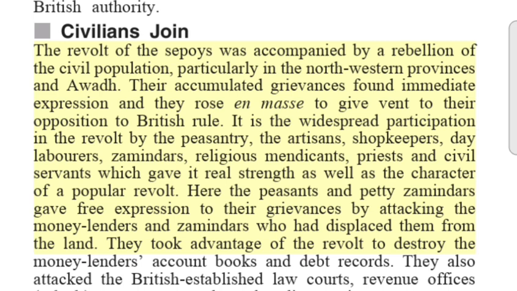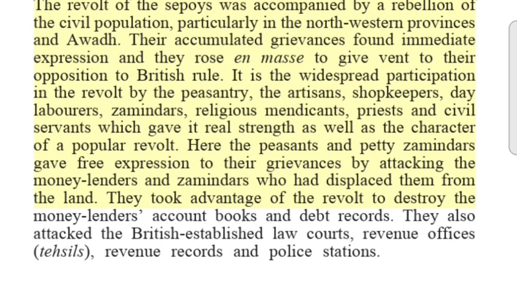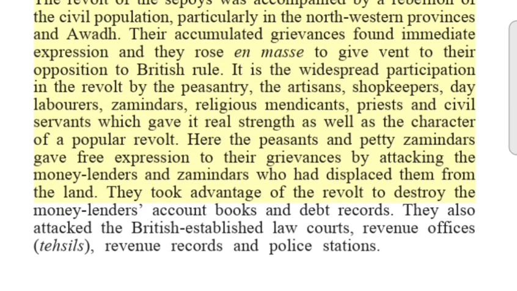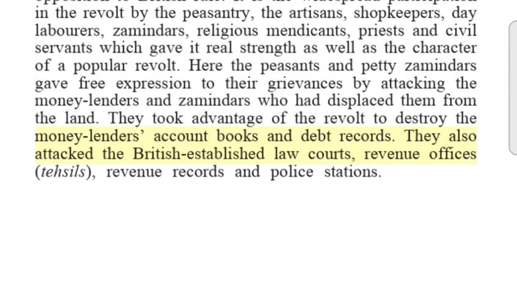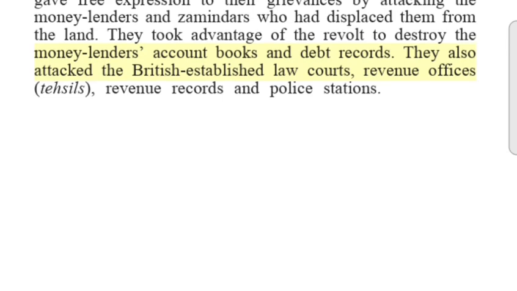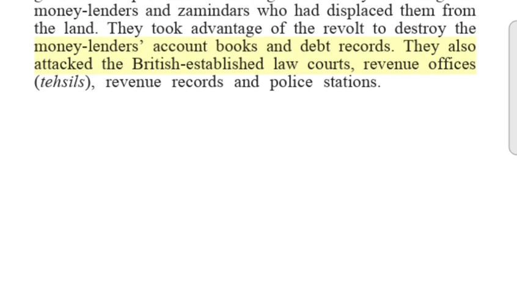Here the peasants and petty zamindars gave free expression to their grievances by attacking the money lenders and zamindars who had displaced them from the land. They took advantage of the revolt to destroy the money lenders' account books and debt records. They also attacked the British established law courts, revenue offices, tehsils, revenue records and police stations.